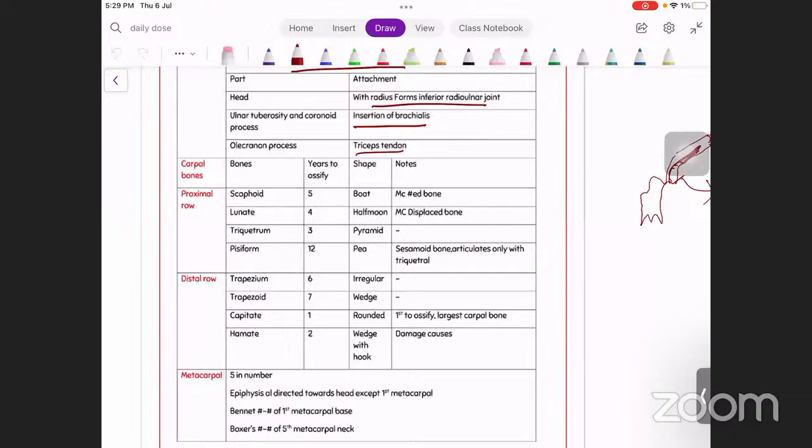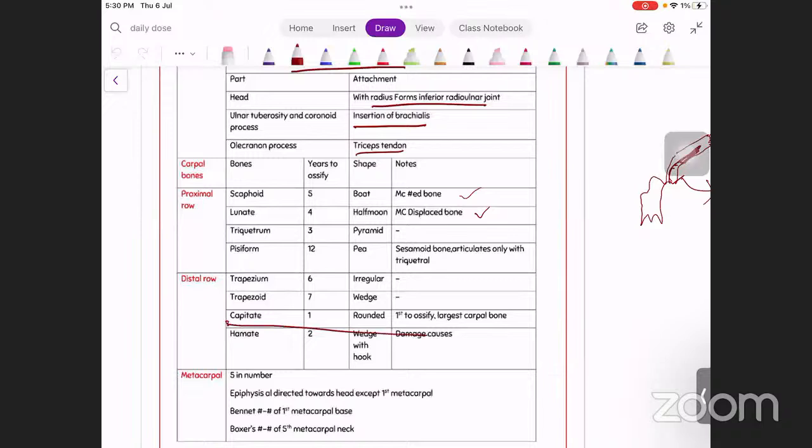Out of these, we have to talk about a few important things here, people. There are a few important FMGE highlights on the carpal bones. What is the most common fractured carpal bone? Which is the scaphoid bone. And the most commonly displaced carpal bone is your lunate bone. Then you have the triquetrum, which is pyramid shaped, and the pisiform, which is a P-shaped one.